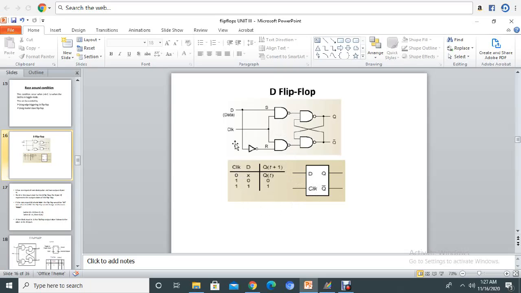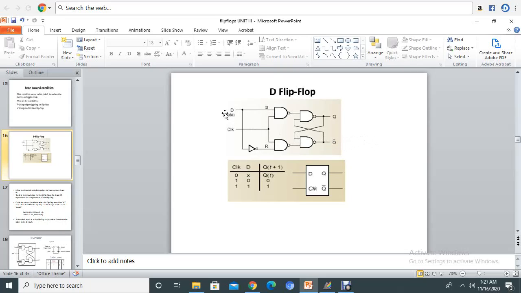In D flip-flop we have a single input and two outputs Q and Q bar. To activate the flip-flop we are applying clock pulse. Here we made S is equal to R bar. That means if S is equal to 0, R is equal to 1.